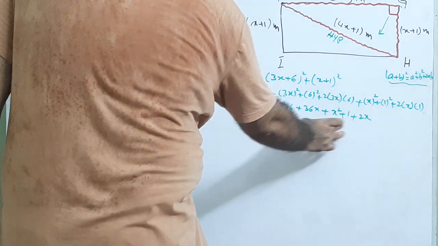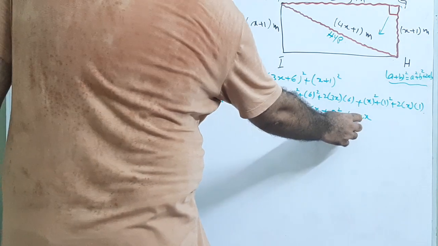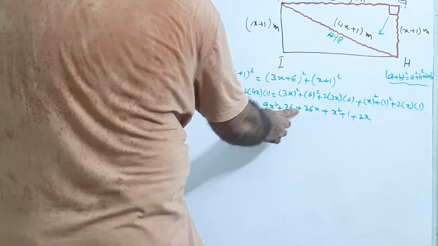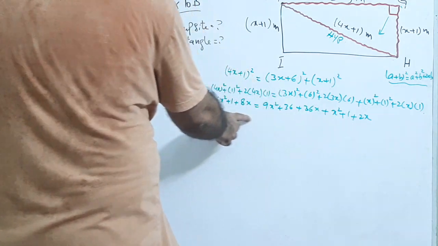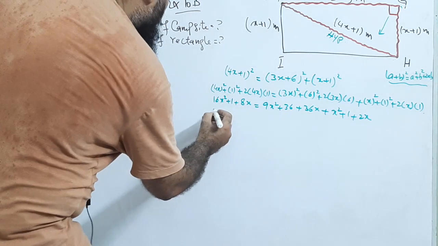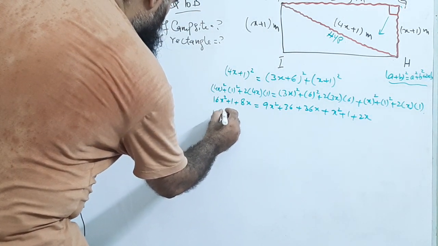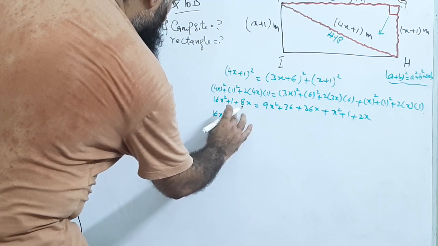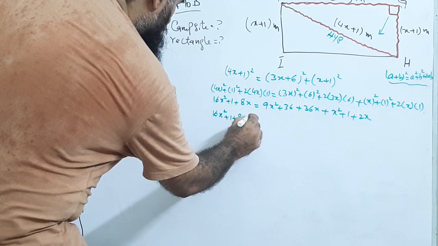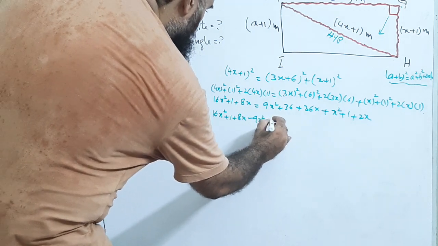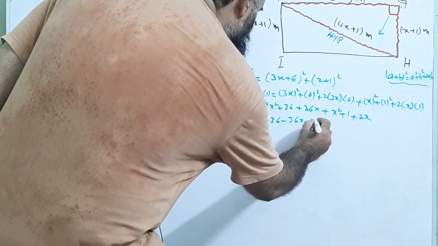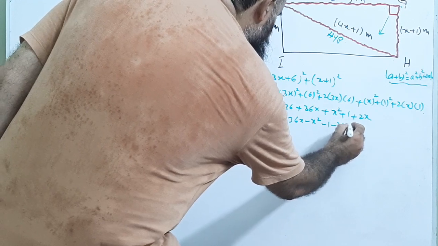So once it is moved to this side, all the figures have positive expressions, plus plus plus plus. So everything will be subtracted when it is moved to the other side of the equation. So it becomes 16x square plus 1 plus 8x minus 9x square minus 36 minus 36x minus x square minus 1 minus 2x is equal to 0.